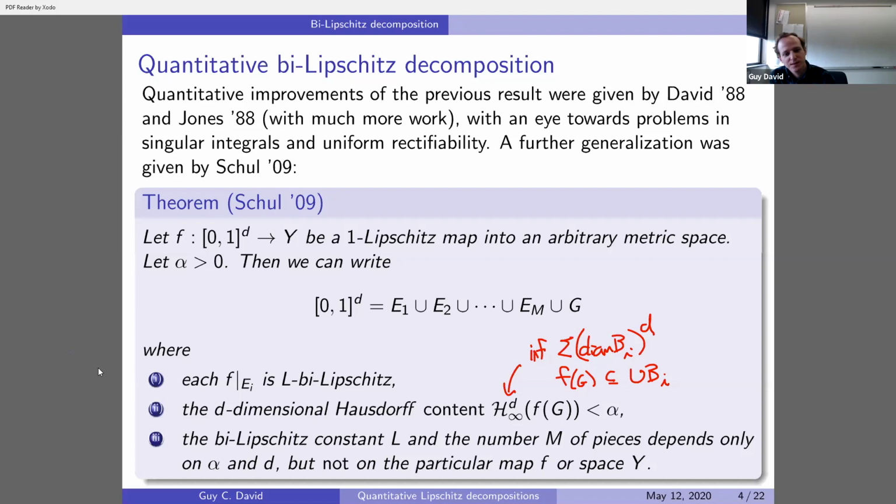Okay. So you have a quantitative decomposition of your mapping into pieces on which it's bi-Lipschitz, plus a garbage set which has small content in the image. Of course, you can't expect the content in the domain to be small because your mapping may be constant on a large piece of the domain, but this is kind of the best you can do. Okay.